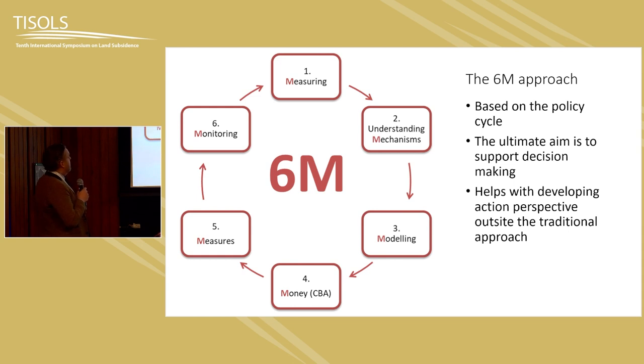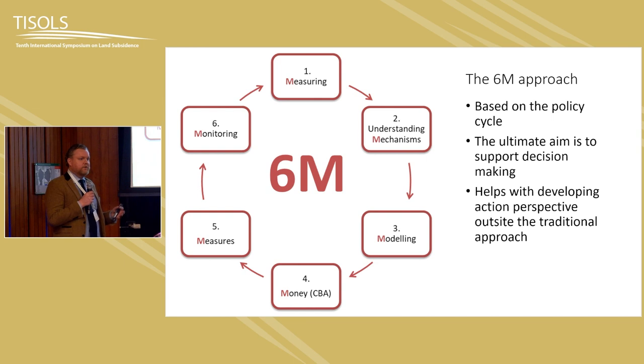Now, these 6 M's are very easy to remember. We thought of words that started with an M to make it really easy for everyone. It starts with measuring. Then you need to understand the mechanisms. So the first step is, do I have land subsidence? And we've seen examples, actually, Pietro, with your talk, you were all the way at the top of this. You try to measure land subsidence. And the next step, as you said, you try to understand the mechanisms.